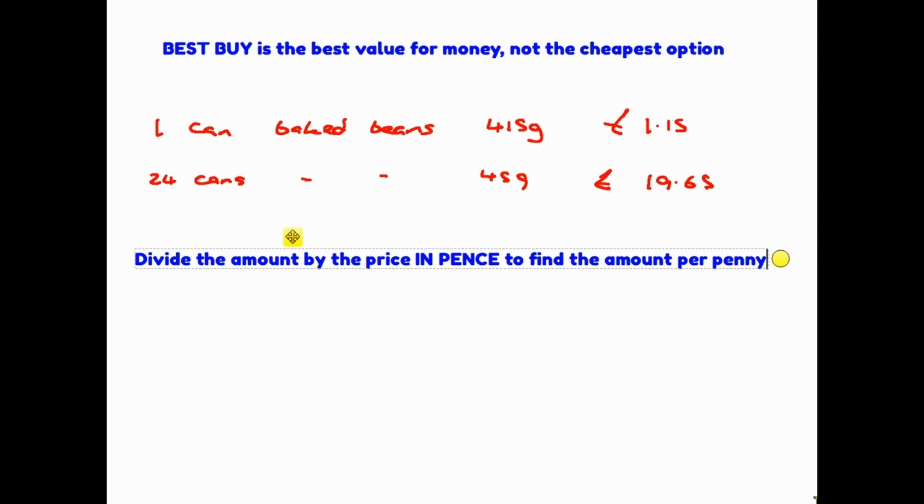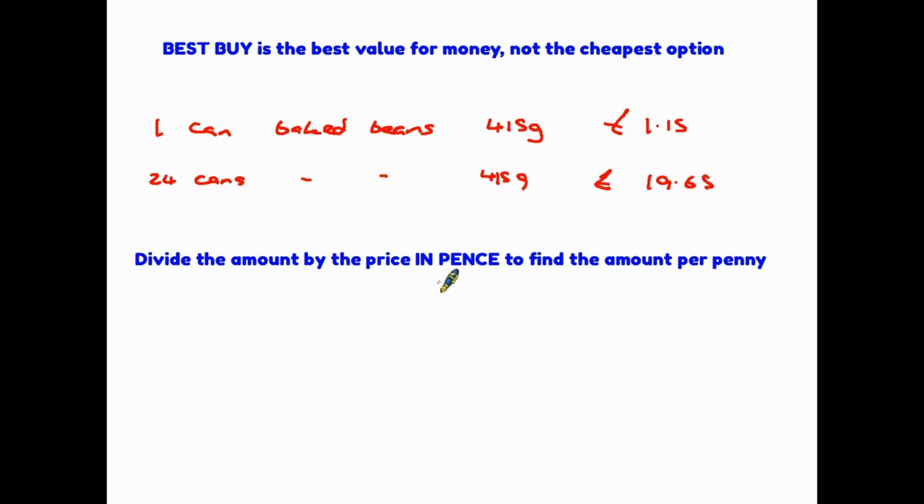Now, let's have a look at the golden rule for finding best value. And here it is. We divide the amount of the product that you're buying by the price in pence, I'll come back to that, to find the amount per penny. Let's break that down. So the amount, in this case, we have two amounts here. We have one baked bean can, which is 415 grams, and we've 24 cans. So we need to work out the total amount of that.